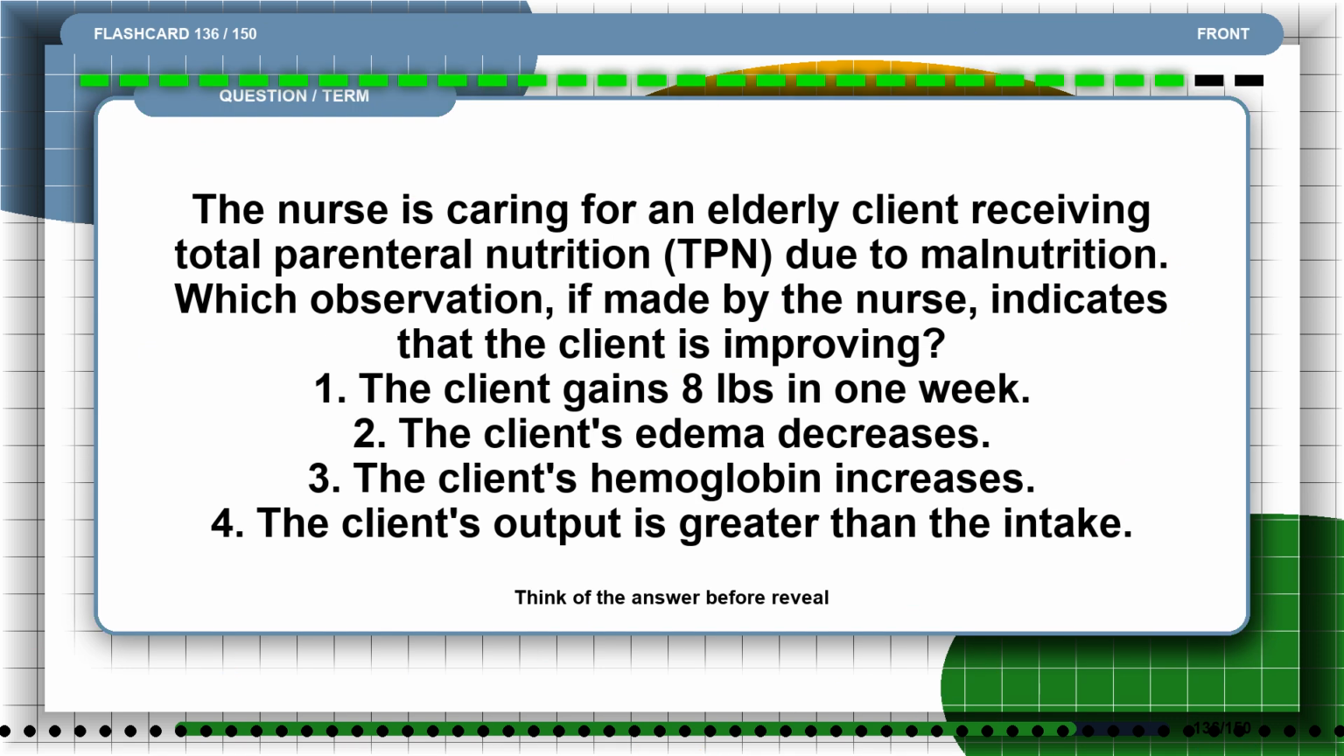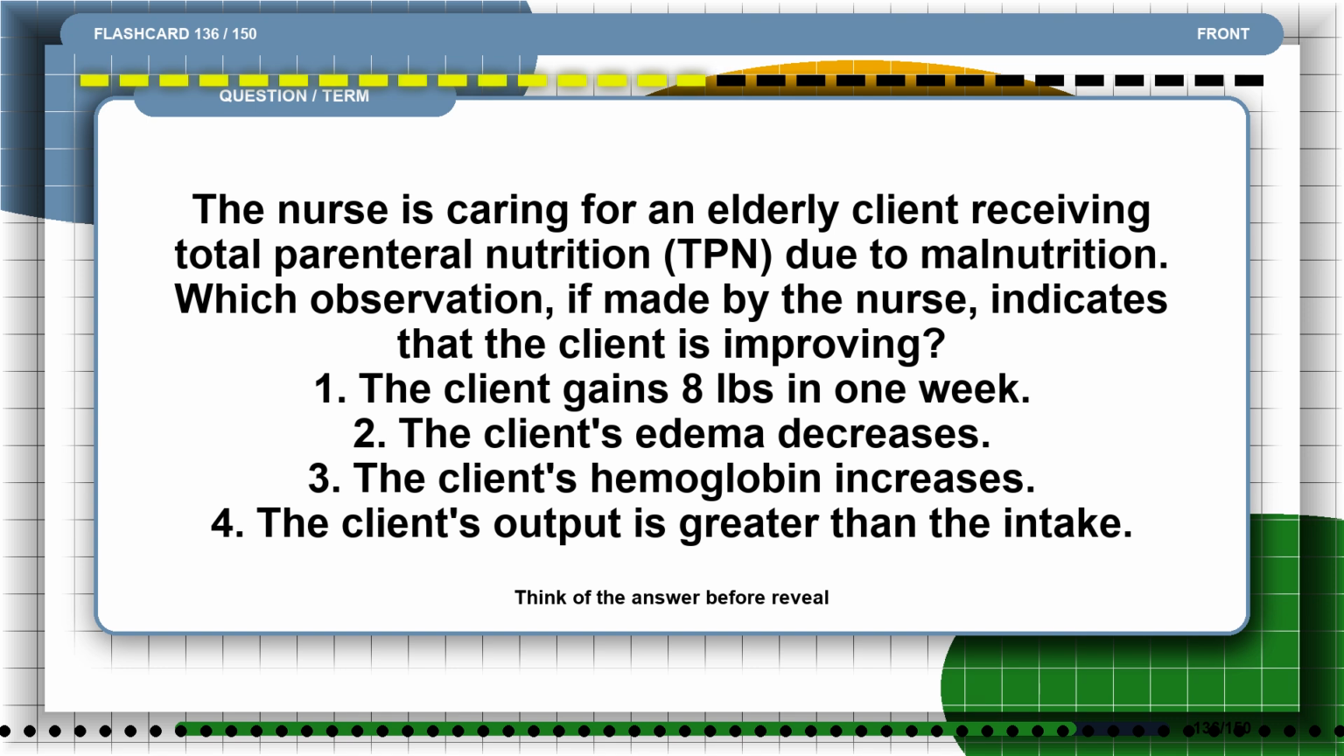Flashcard 136. The nurse is caring for an elderly client receiving total parenteral nutrition, TPN, due to malnutrition. Which observation, if made by the nurse, indicates that the client is improving?